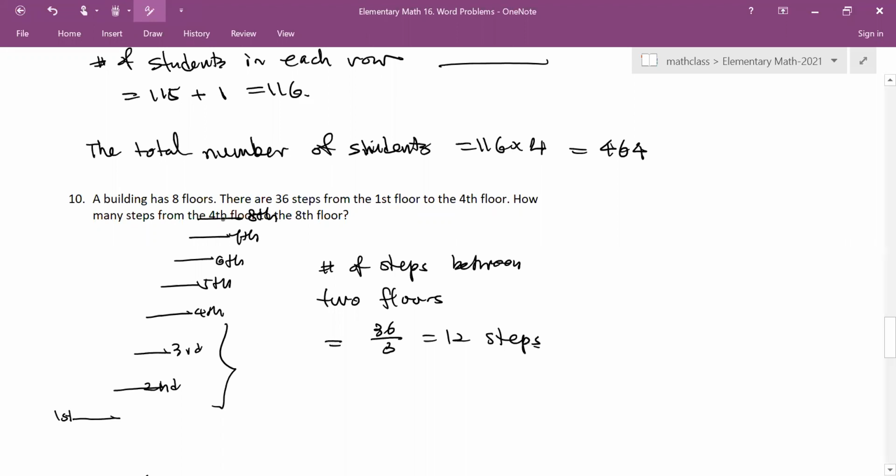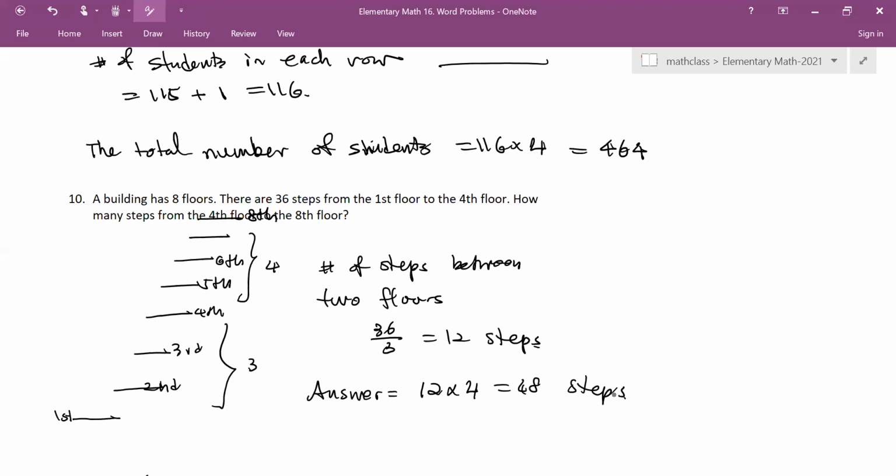Okay. So from the 4th floor to 8th floor, 1, 2, 3, 4. There actually are 4 sections here. Okay, from here to here, that's 4 sections. There's 3 sections in the first part, right? So that's why the answer is going to be 12 times 4, 48. 48 steps.